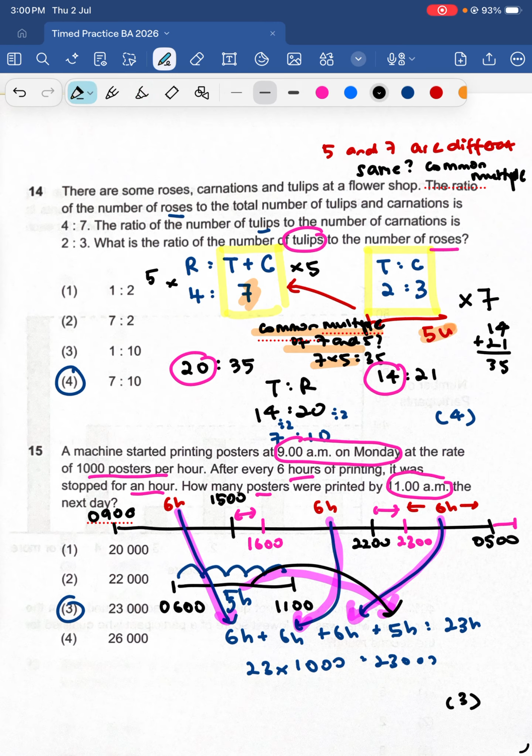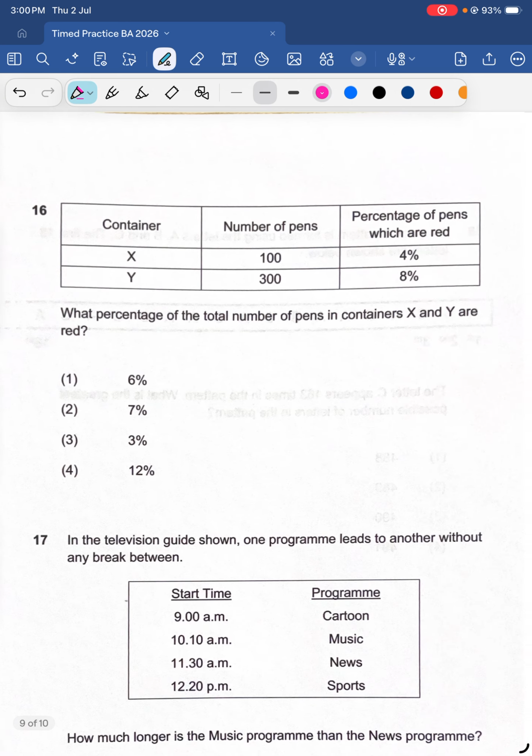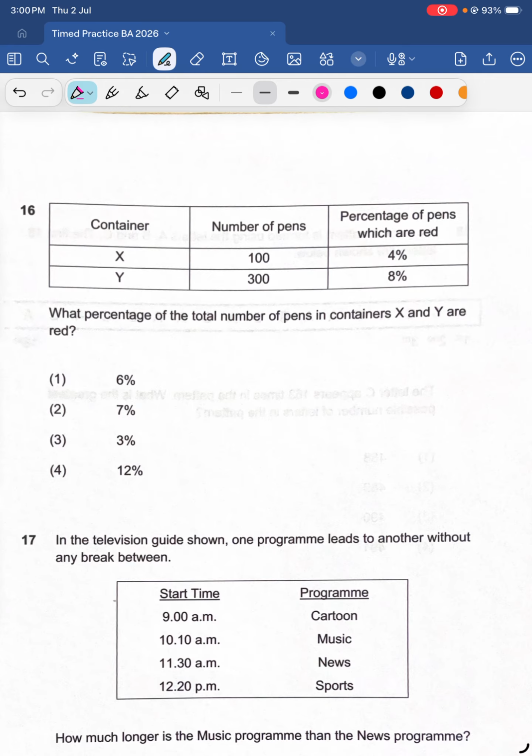Alright, I'm going to move on to the next question, question 16. What percentage of the total number of pens are red from both X and Y?